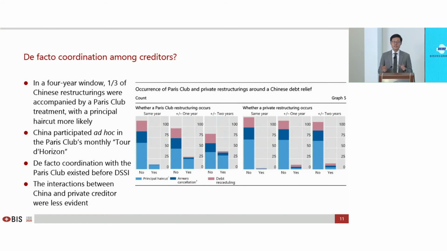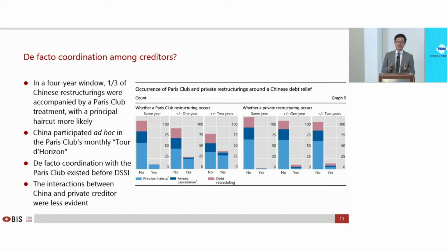And if we dig a bit more into this question about whether there's a de facto coordination among different creditors, here I look at, for a given debt relief operation by China, whether there is another type of restructuring provided by the Paris Club or by private creditors around a defined window, for instance, the same year, plus or minus 1 year, so a 2-year window, or a 4-year window.